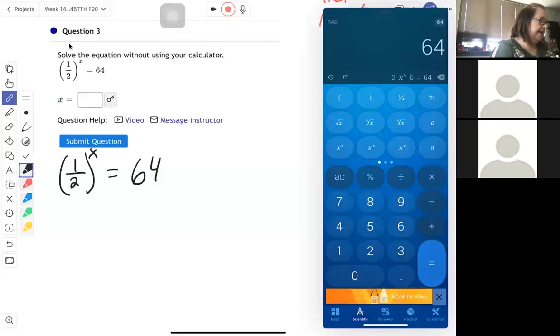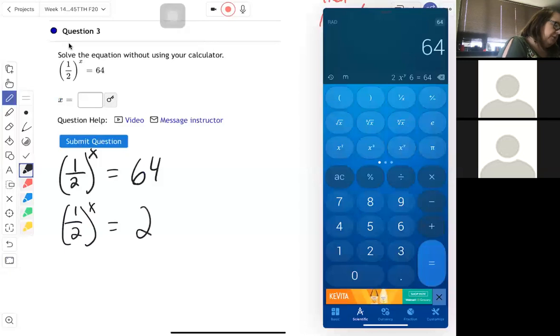So there's what I need. I'm going to go ahead and rewrite 64 as 2 to the 6th. So I'm getting closer. I don't have the 1/2 yet, but I'm closer than I was because my base is now 2. Now, if I want to rewrite 2 as 1/2, what I need to do is take the reciprocal and put a negative in the exponent.